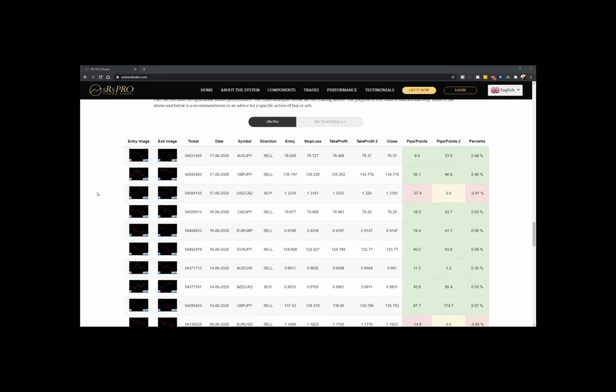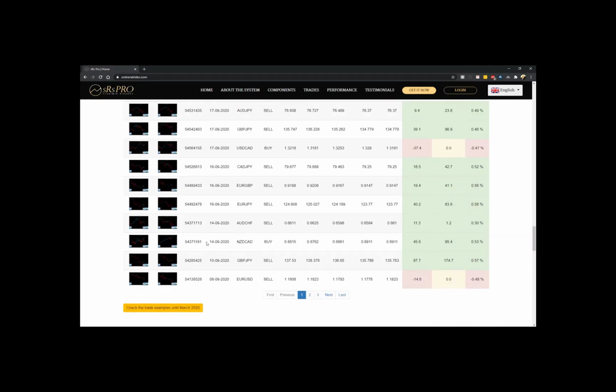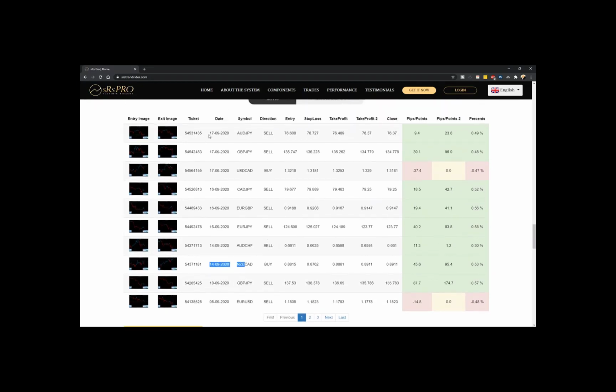So let's start with sRs Pro. The previous week, basically starting from the 14th up to the 18th, gives us this list of trades right here that we can cover. Of course, I'm not going to cover all of them. I have a few interesting examples which I believe you will find cool in terms of analysis, and then we're going to switch to sRs 2.